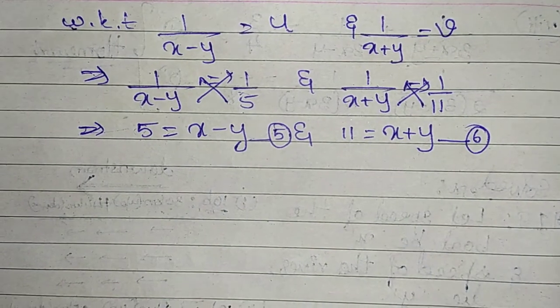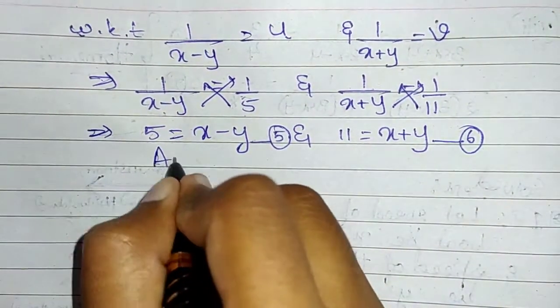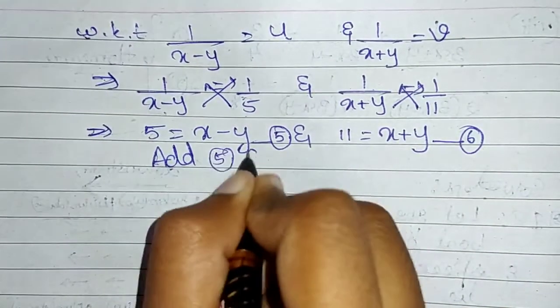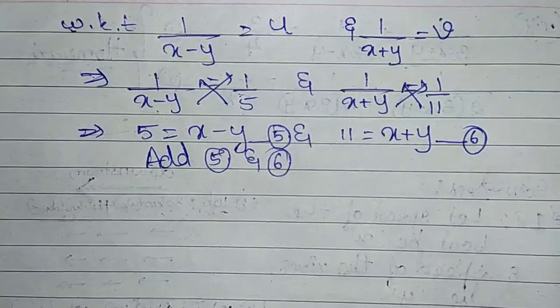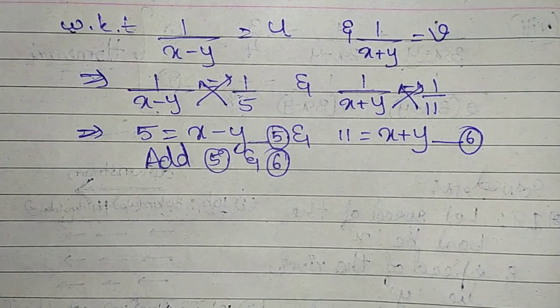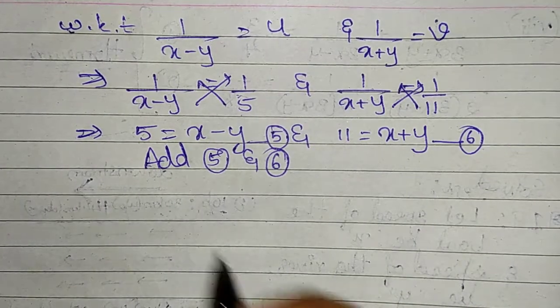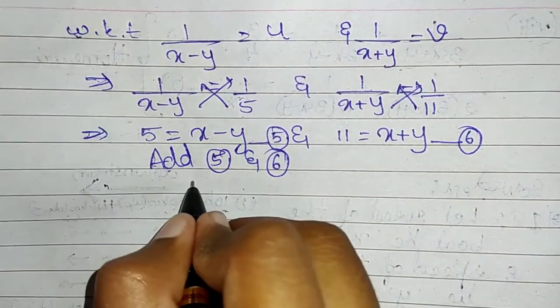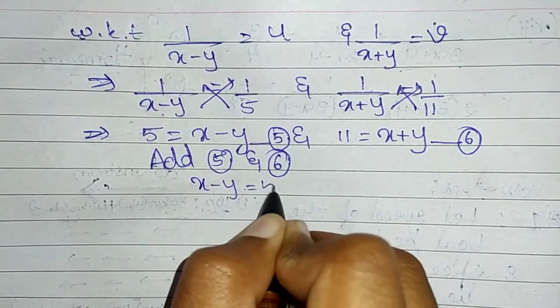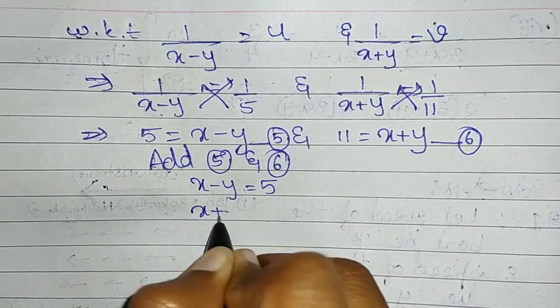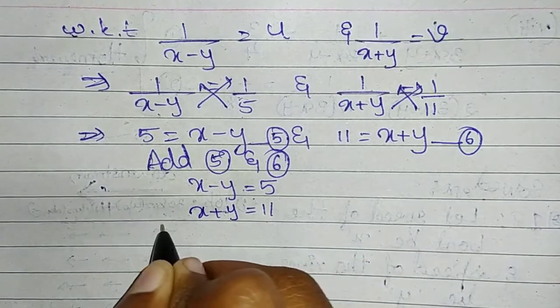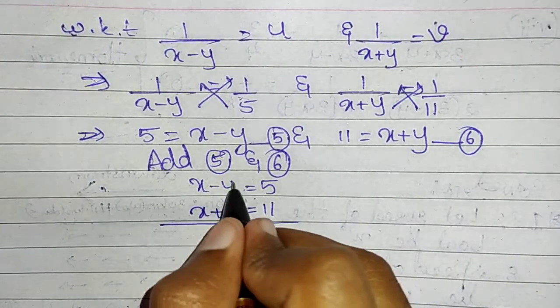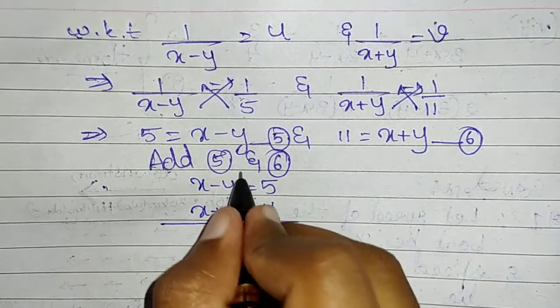So since we got our equations 5 and 6, add them. Add 5 and 6 to find the values of x minus y and x plus y. You can even subtract them, there is no harm. So we get x minus y is equal to 5, x plus y is equal to 11. Since we are adding them, there is no change in signs. Minus y plus y cancels each other.